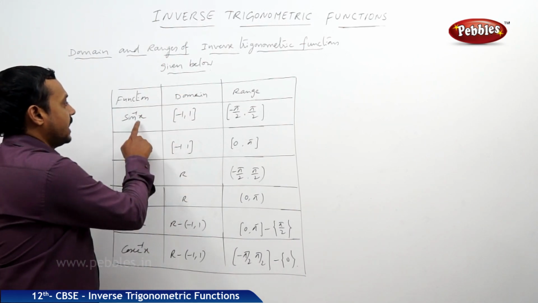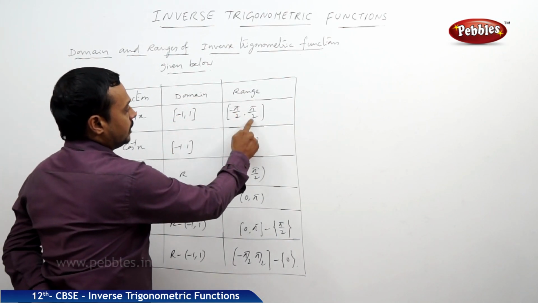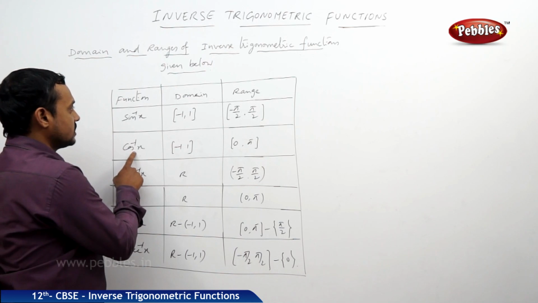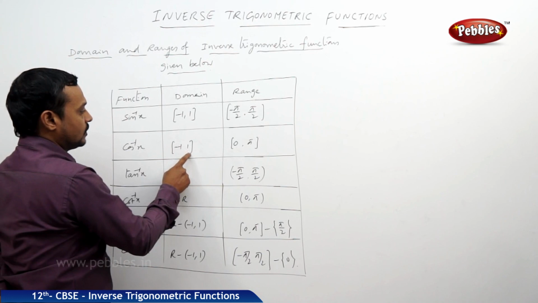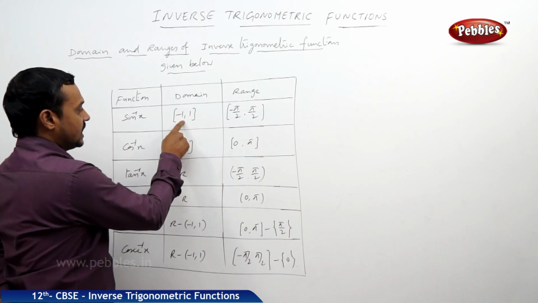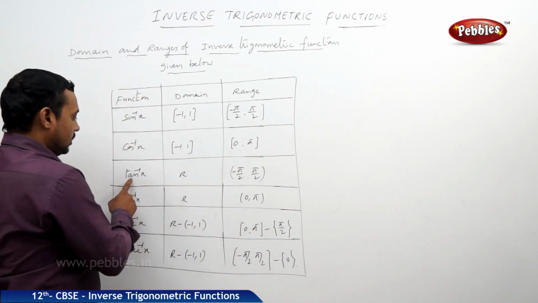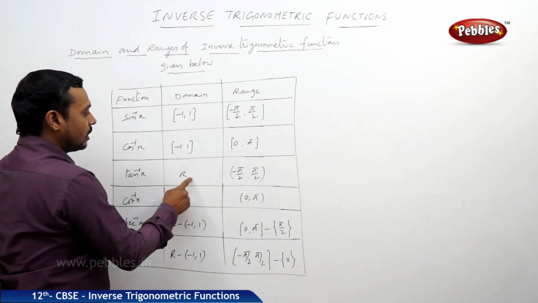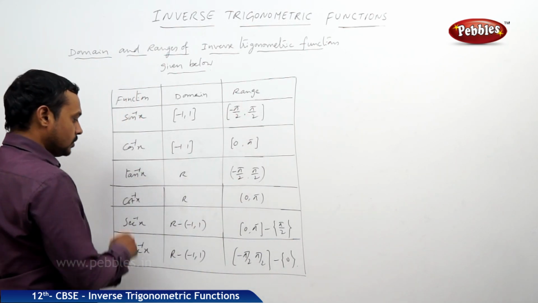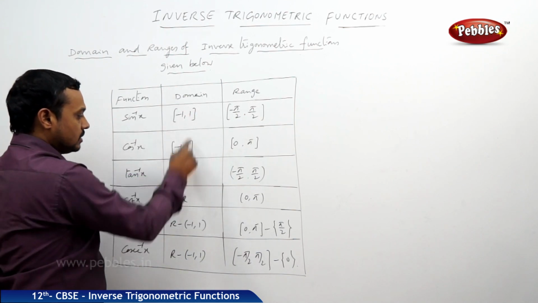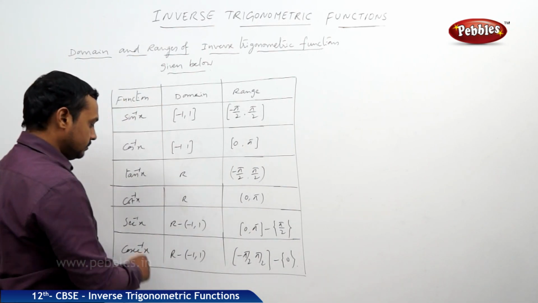For sin inverse x, the domain is minus 1 to 1 and the range is minus pi by 2 to pi by 2. For cos inverse x, the domain is also minus 1 to 1, just like sin inverse x, whereas the range is 0 to pi. Tan inverse x has domain R, range open interval minus pi by 2 to pi by 2. Cot inverse x also has the same domain R, range open interval 0 to pi.